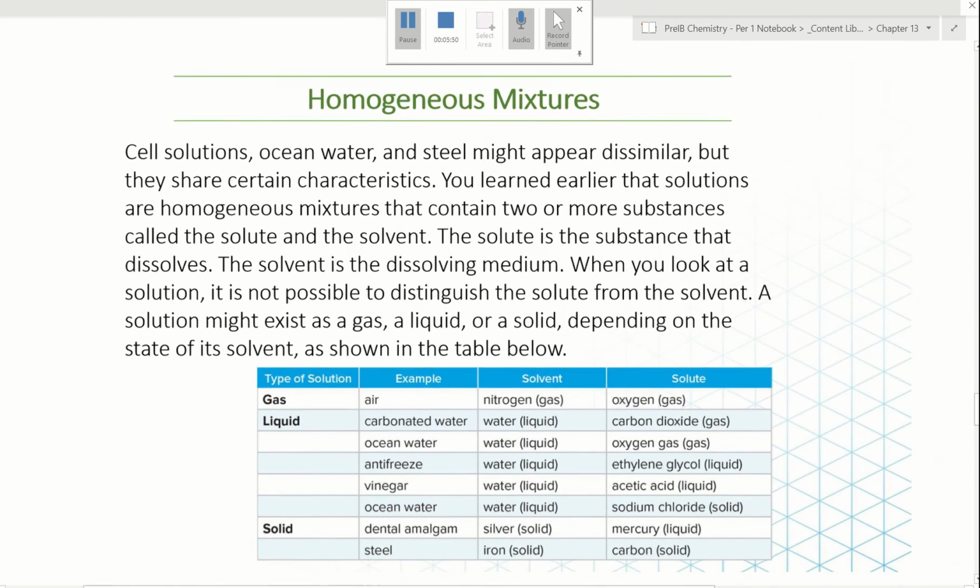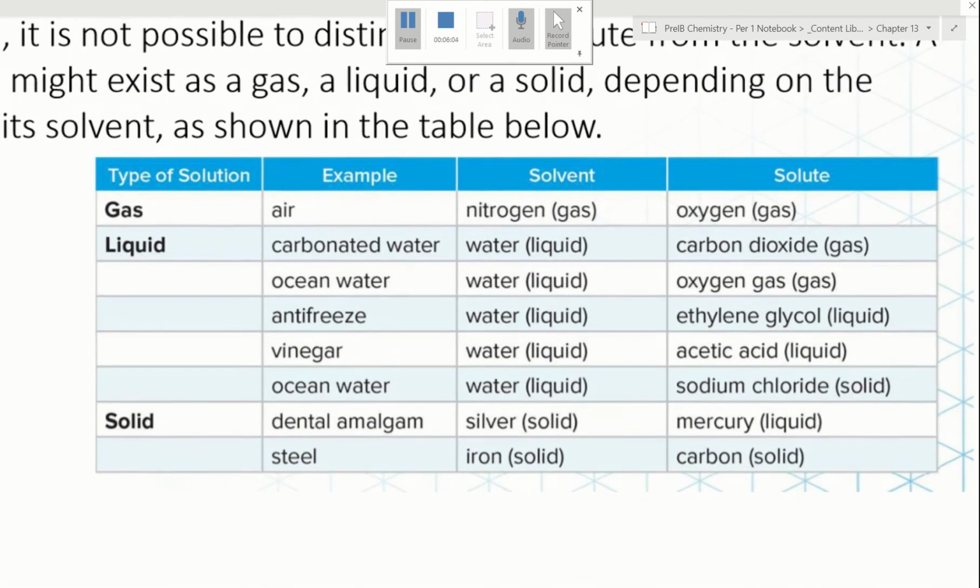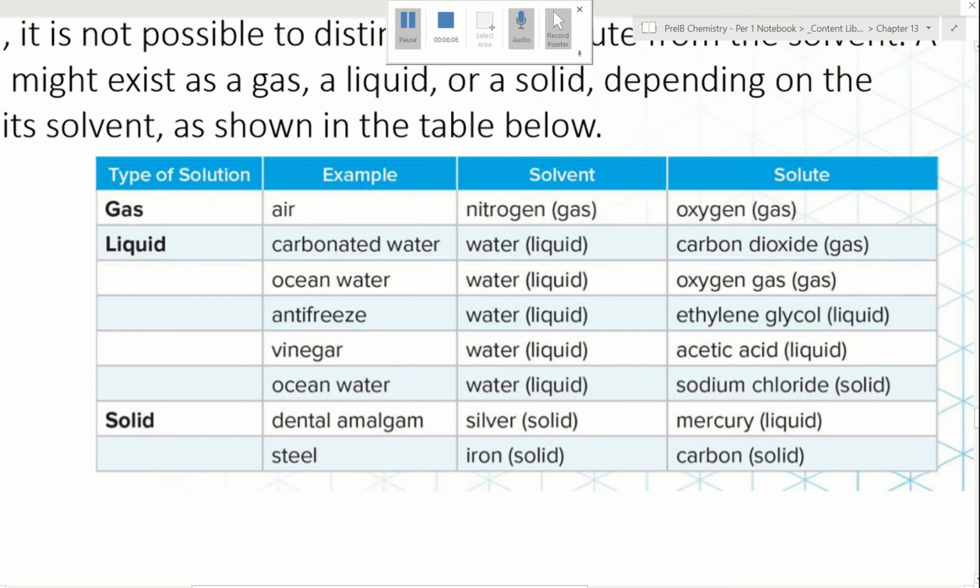Well, now that we've talked about heterogeneous mixtures, we need to talk about homogeneous mixtures. Homogeneous mixtures are the ones we use in chemistry most often, and there's lots of different examples of them. In your homework, you need to write down a couple examples of different types of solutions. So when you look in there and it asks you to give an example of a certain type of solution, you can use this table to help you with that, but you're familiar with probably almost all of these.